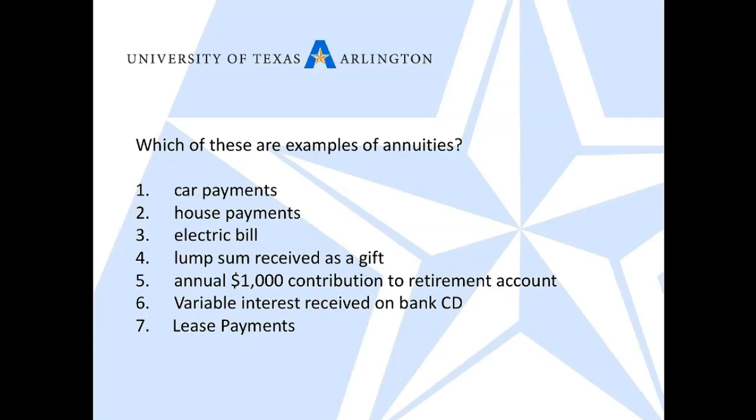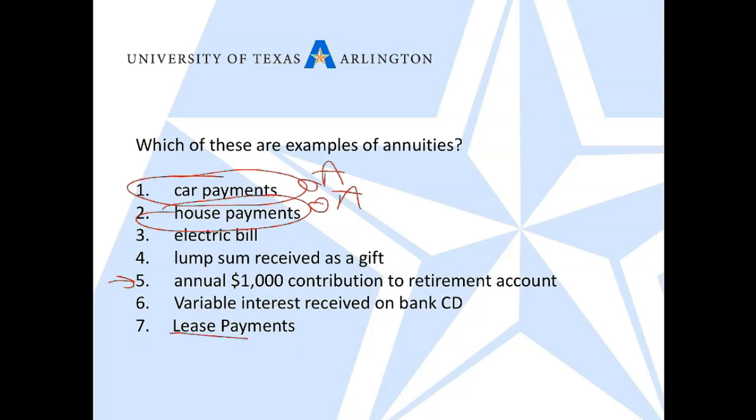So which of these are examples of annuities? Well, let's look at ordinary annuities first. Car payment, as we just discussed, is an example of an ordinary annuity. As are house payments. An annual $1,000 contribution to a retirement account would be an example of an annuity. If it occurred at the beginning of the period, it would be an annuity due. If it happened at the end of the year, it would be an ordinary annuity.